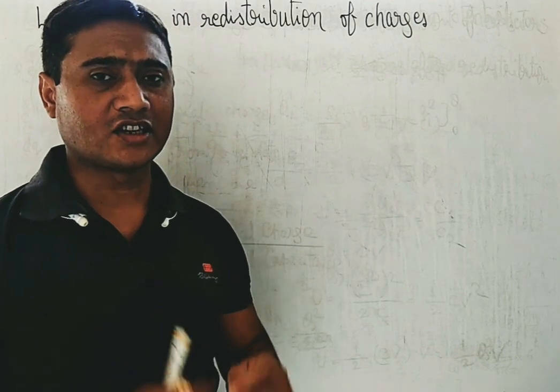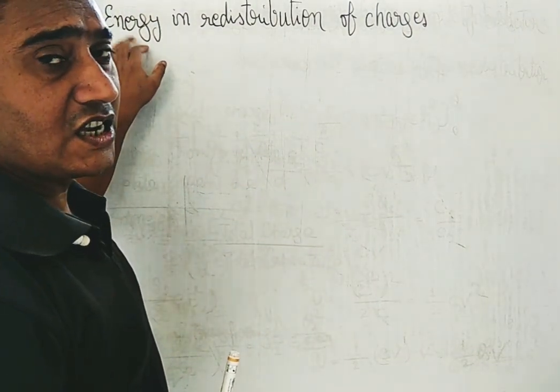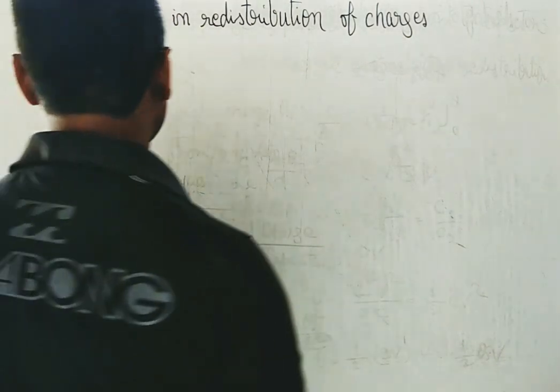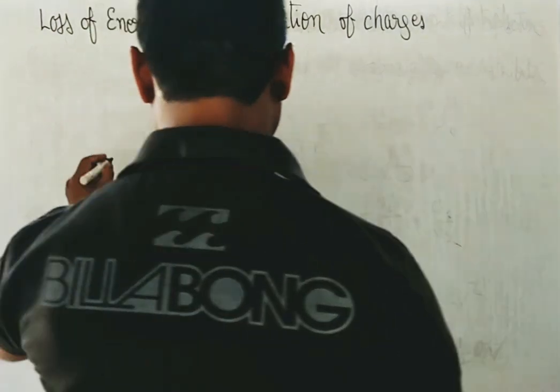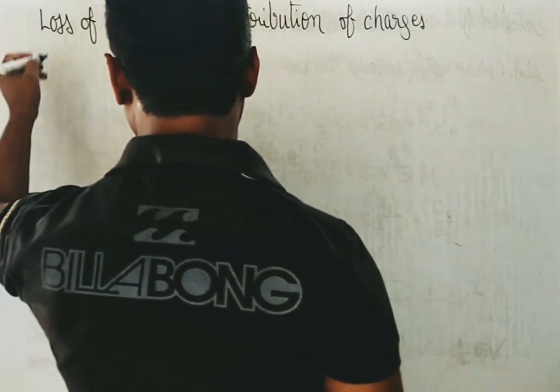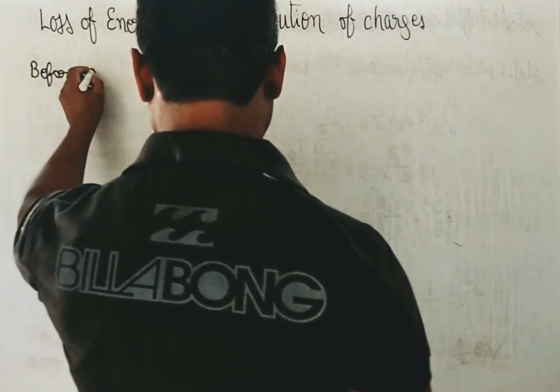So let's calculate what amount of loss is seen during the redistribution of charges. To begin with, let us have the energy before connection.